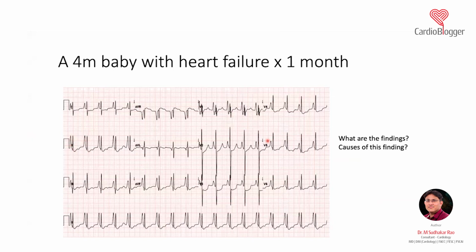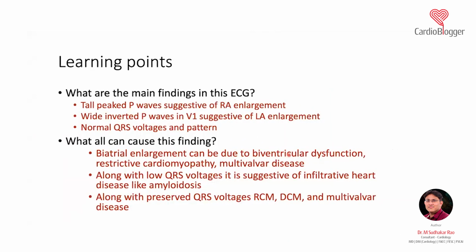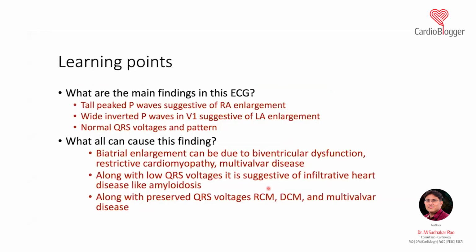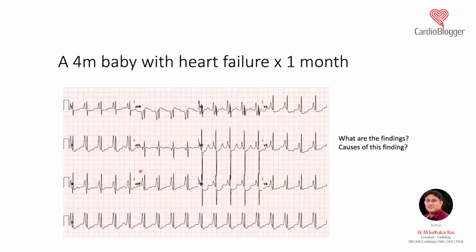So if a 4-month baby is having a biatrial enlargement, why should a 4-month baby have a biatrial enlargement? One cause can be myocarditis or dilated cardiomyopathy or restrictive cardiomyopathy due to various storage disorders in a small kid, or multivalvular heart disease, which I'll keep out of this because valve diseases so early do not happen in a small infant. Now, what can give you clues to the diagnosis is the QRS complex. If you have a biatrial enlargement with a low voltage QRS, it is suggestive of infiltrative disease like amyloid. However, in this case, there is a preserved QRS voltage.